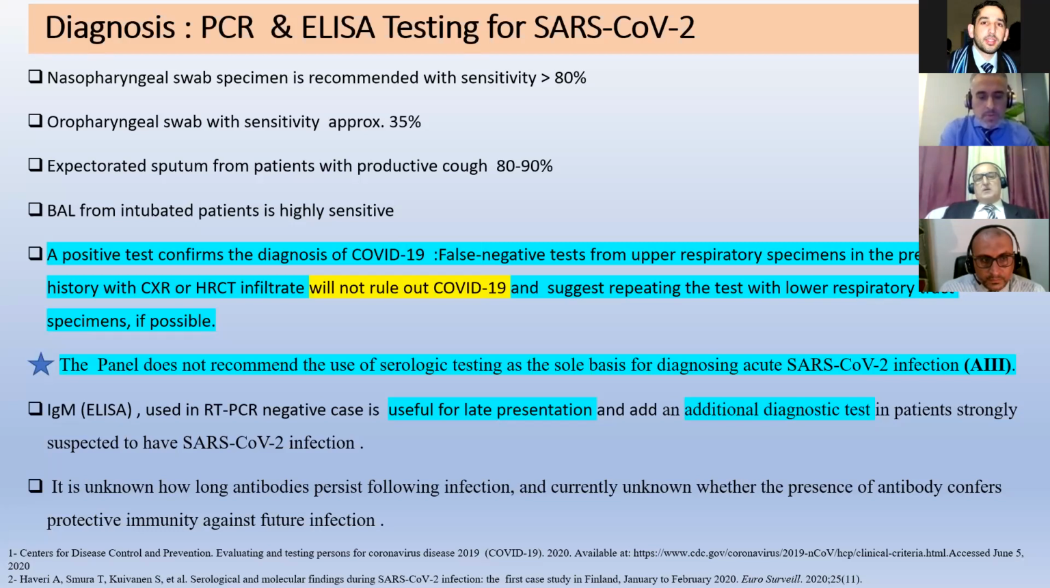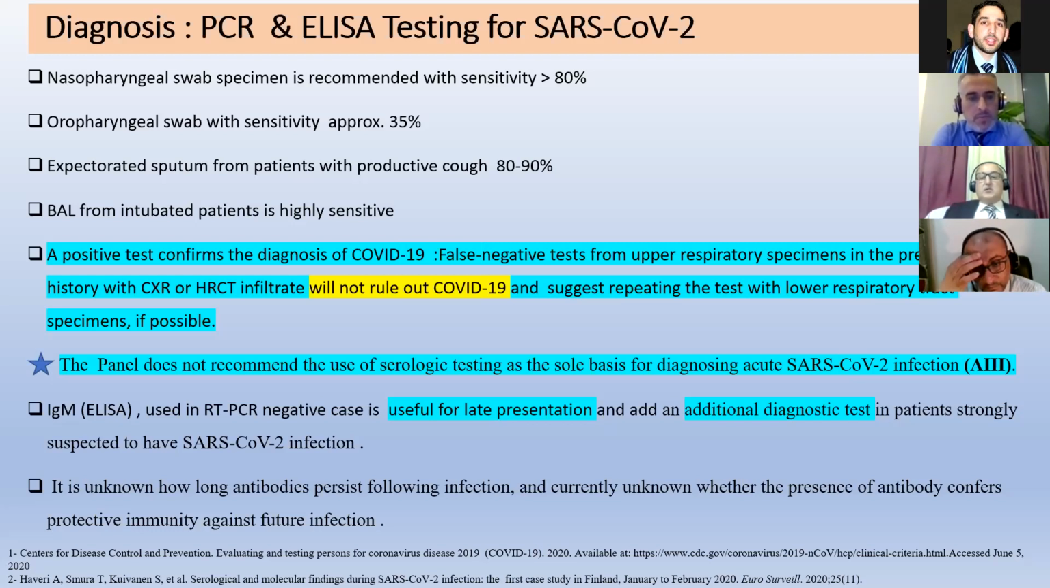Once the result comes positive, this confirms the diagnosis of COVID. But the question is, what if the result comes negative? A negative PCR in the presence of a highly suggestive history and abnormal chest findings or high resolution CT scan findings does not rule out COVID. And in this case, we should repeat the test, trying to get a sample from the lower respiratory tract, if that's possible. Again, the panel does not recommend the use of serological tests for absolute diagnosis of SARS-CoV-2.